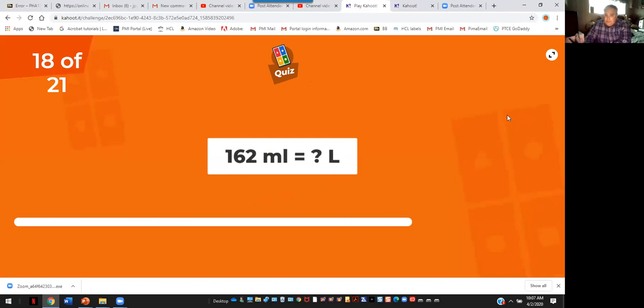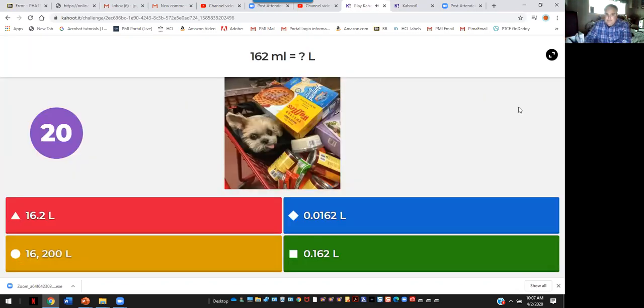162 milliliters is how many liters? We're going to move that decimal 1, 2, 3. So you get 0.162, but you've got to do something. You need to put a 0 in front of it since you do not have a whole number. That's going to prevent an error.